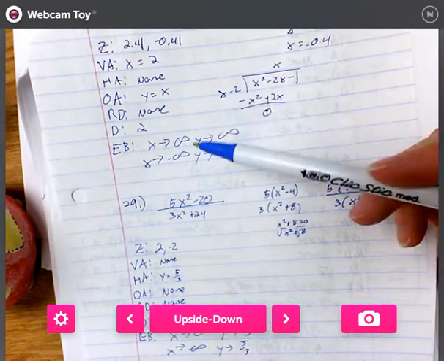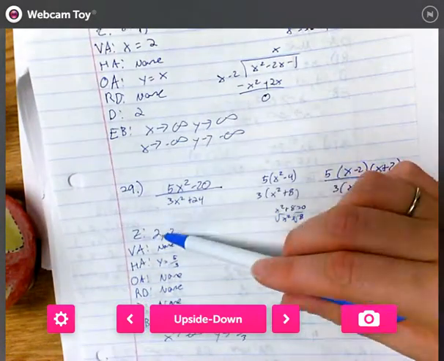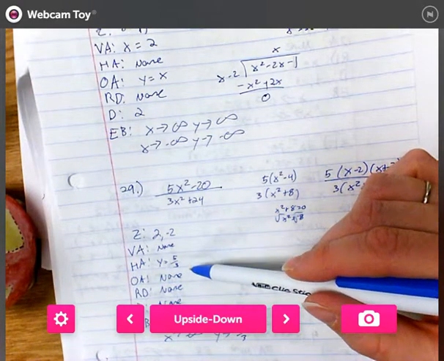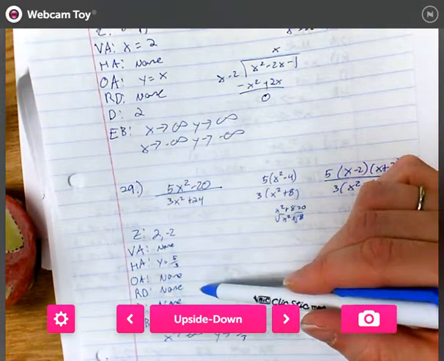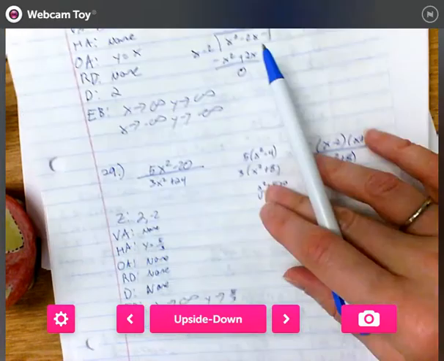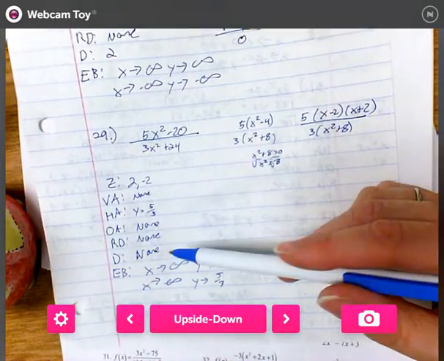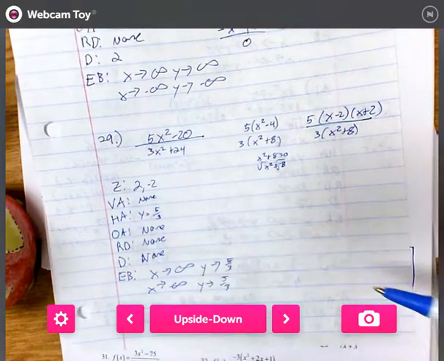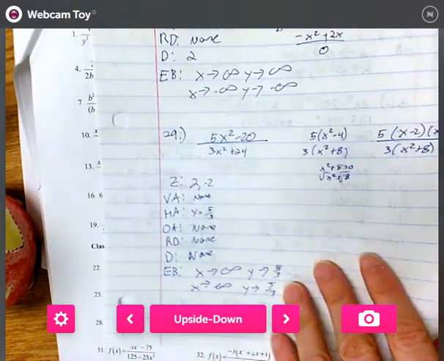Number 29. Zeros are 2 and negative 2. Vertical asymptotes are none. Horizontal asymptote is y equals 5/3. Oblique asymptotes are none. Removable discontinuity, none. Discontinuity, none. End behavior, as x approaches infinity, y approaches 5/3. As x approaches negative infinity, y approaches 5/3.